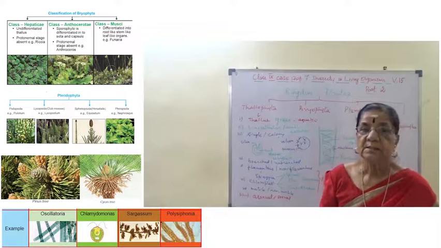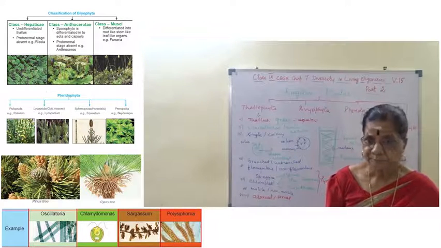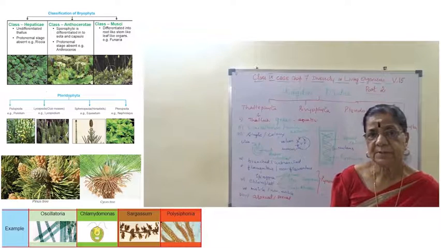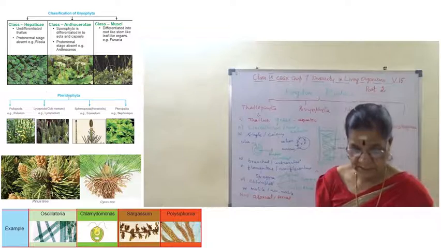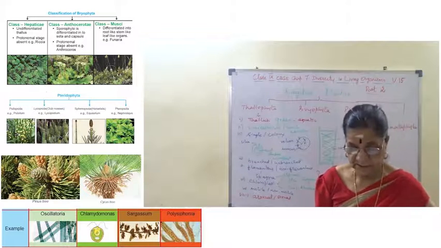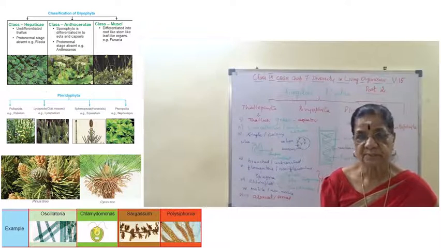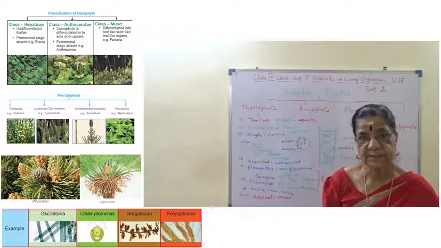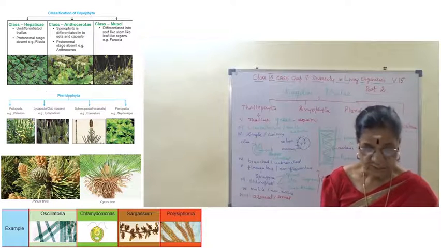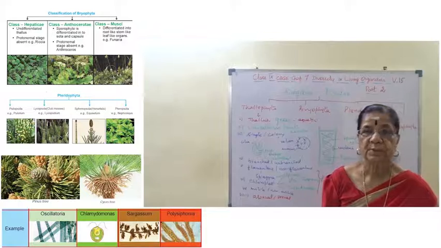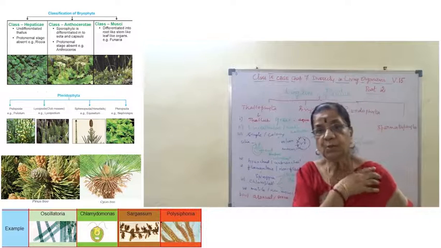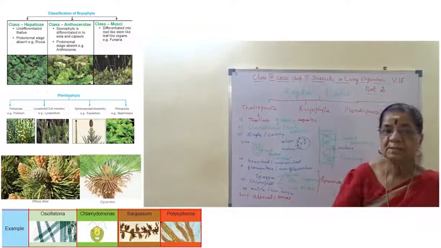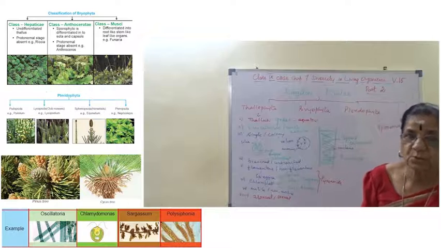And then this bryophyte is classified into three classes: class Hepaticae, class Anthocerotae and class Musci. I repeat, class Hepaticae, class Anthocerotae and class Musci. Three classes. Whereas in Thallophyta, there are different classes based on the chlorophyll pigment and the reserve food material.